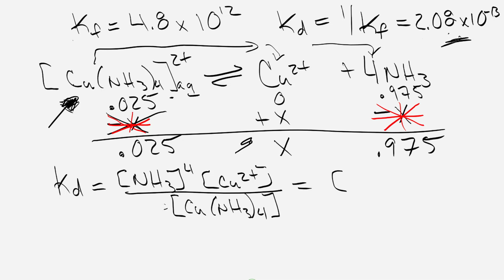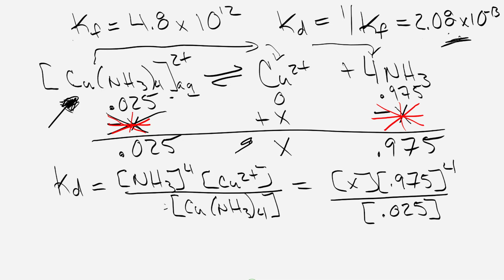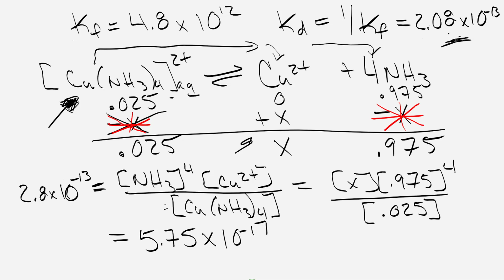So now let's go ahead and put in our x's. Our Cu2+ is x. Our 0.975 for our ammonia. That's raised to a 4th power. And divided by concentration of our complex ion, which is 0.025. And we'll go ahead and write this in terms of the Kd that I've already solved. So that's 2.08 times 10 to the negative 13. I just did that by taking the inverse of my Kf, my formation constant. And when all is said and done, I get, hopefully, something, if I didn't button push wrong, that this is 5.75 times 10 to the negative 17.